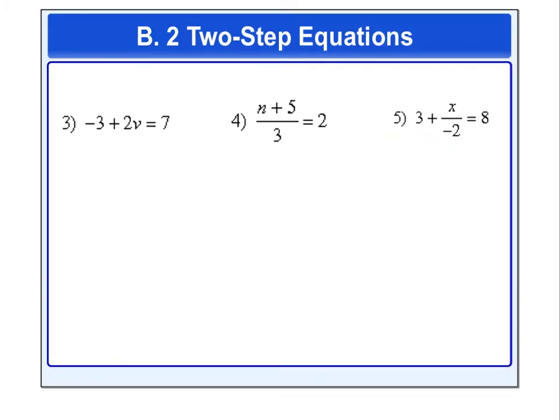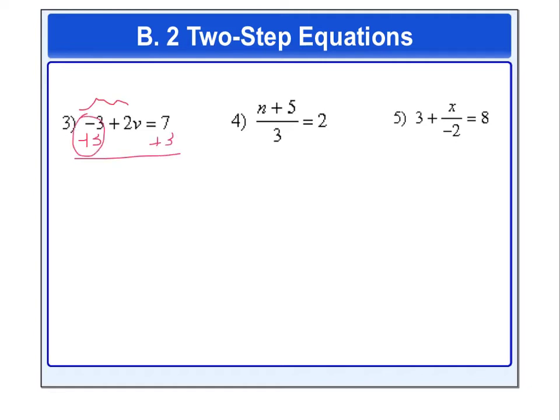Now we're going to add in a couple other steps, and so we want to remember what we've been doing. What's closest to our variable stays, and then what's farthest away we get rid of. So on this first one, we're looking at the side with the variable, and looking at this side of the equation, what's furthest away from our v is going to be this negative 3. To get rid of it, we're going to add 3 to each side.